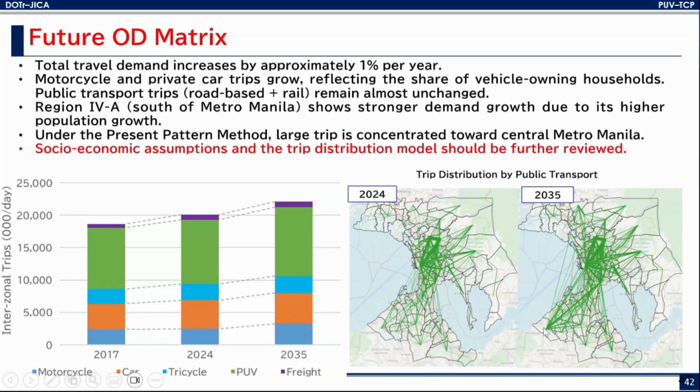Then, as I said, we applied the present pattern methodologies. Large trips are concentrated toward central Metro Manila, meaning Makati and Manila cities, so very long trip distributions are shown. The socioeconomic assumptions and the trip distribution models might be further reviewed, and this model might be revised in the future.